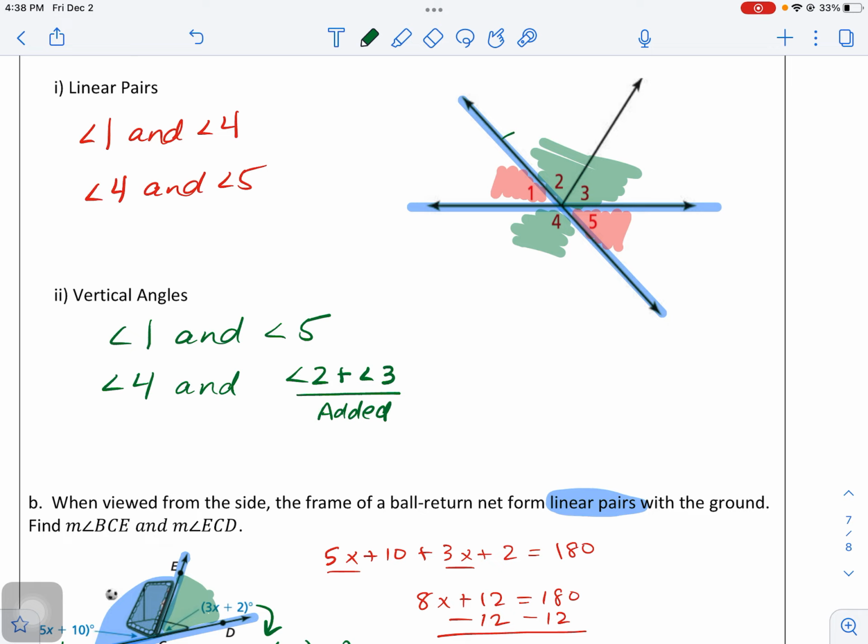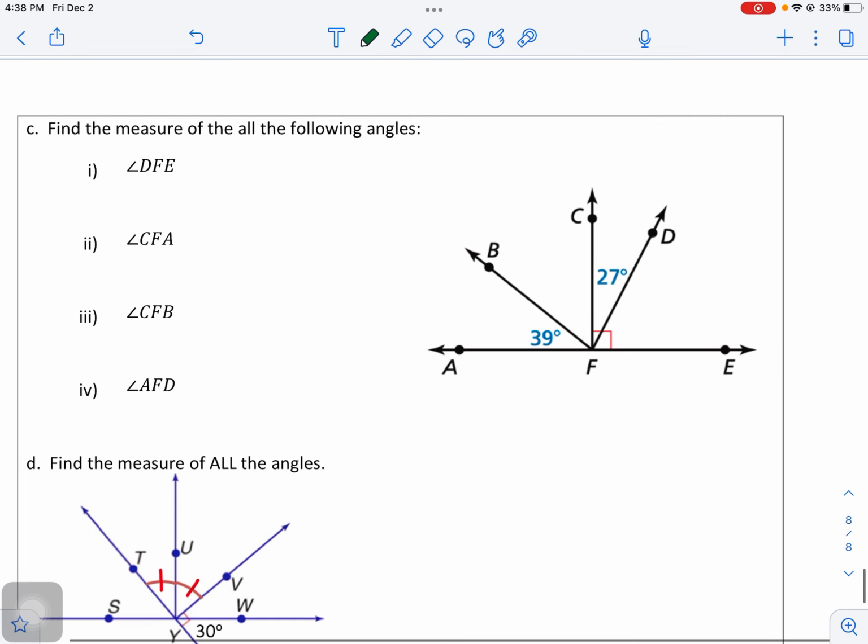So it's the whole thing. All of this and all of this, they are all congruent. All right, so in here, our next problem says find the measure of all the following angles. So I got to find all these bunch.